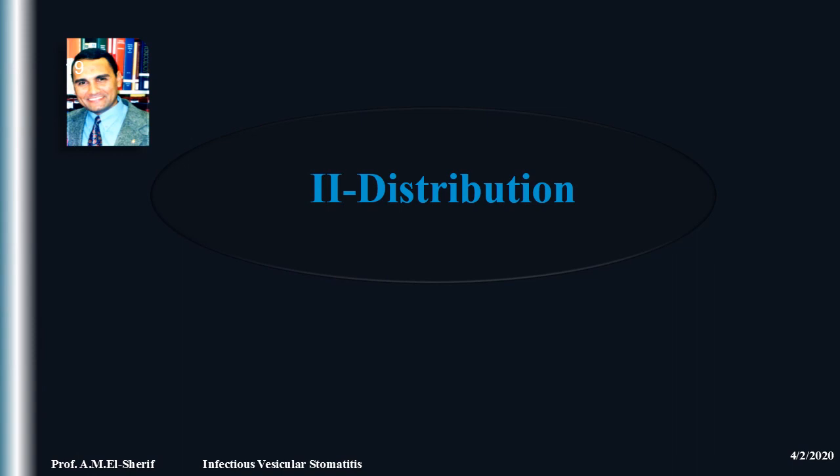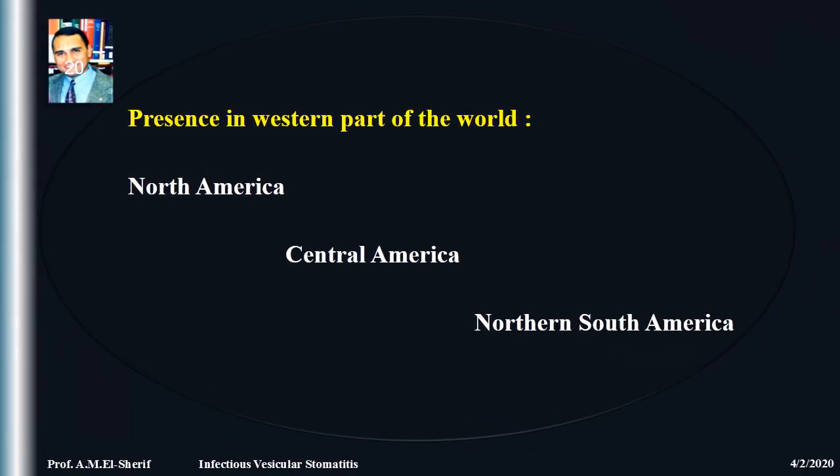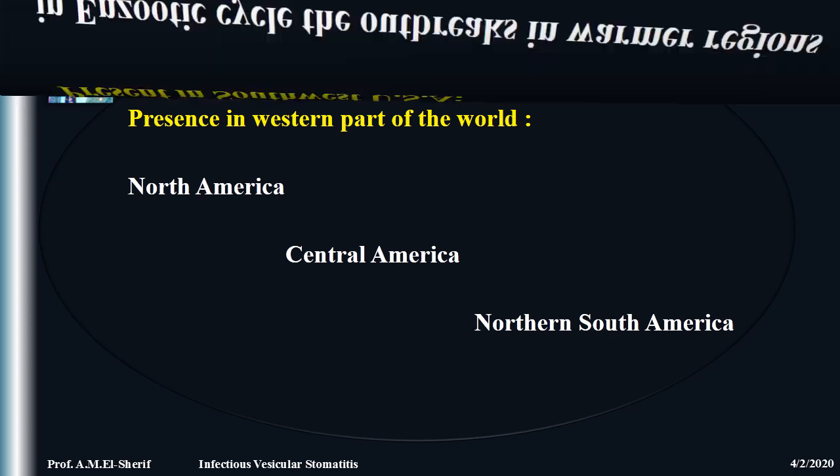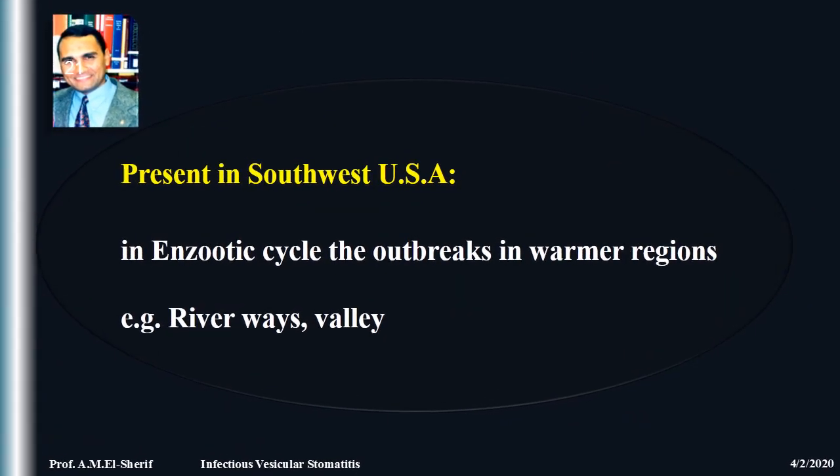Distribution of infectious vesicular stomatitis disease. This disease is present only in the western part of the world, in North, Central, and northern South America. Vesicular stomatitis in the Western Hemisphere is indigenous in North and Central America and the northern part of South America. Outbreaks tend to occur in the warmer regions around riverways and valleys, but occasionally occur in more temperate regions.